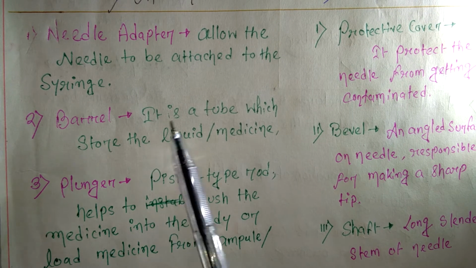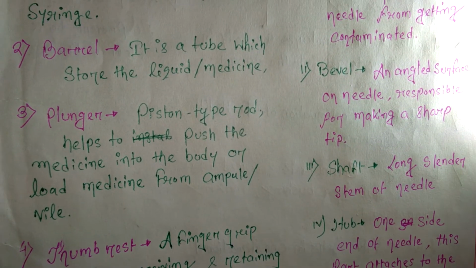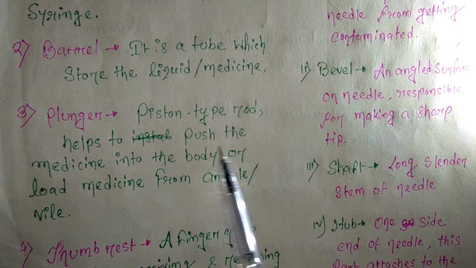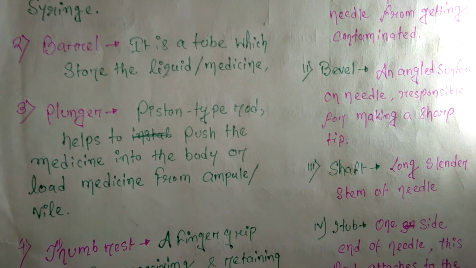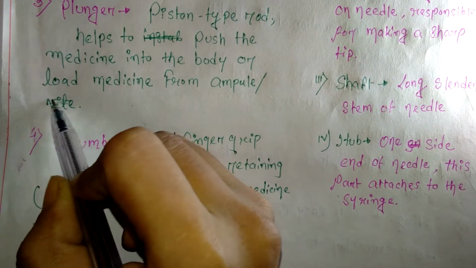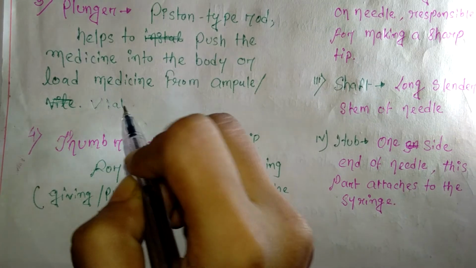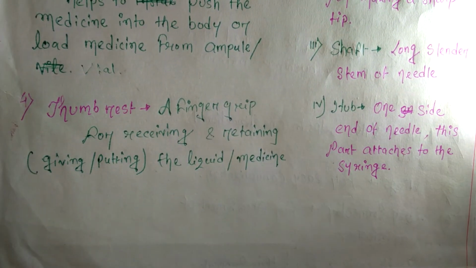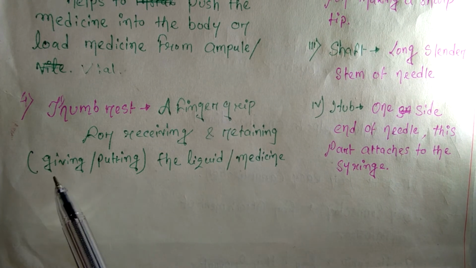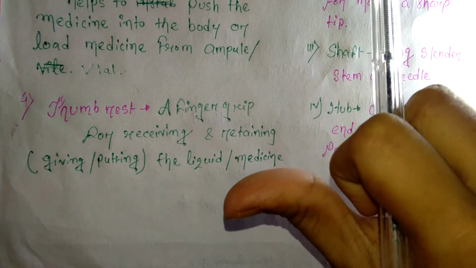Barrel is a tube which stores the liquid or medicine. Plunger is a piston type rod which helps to push the medicine into the body or load medicine from an ampoule or vial. The spelling of vial is wrong, it's V-I-A-L. Now the thumb rest, a finger grip for giving or receiving the medicine.